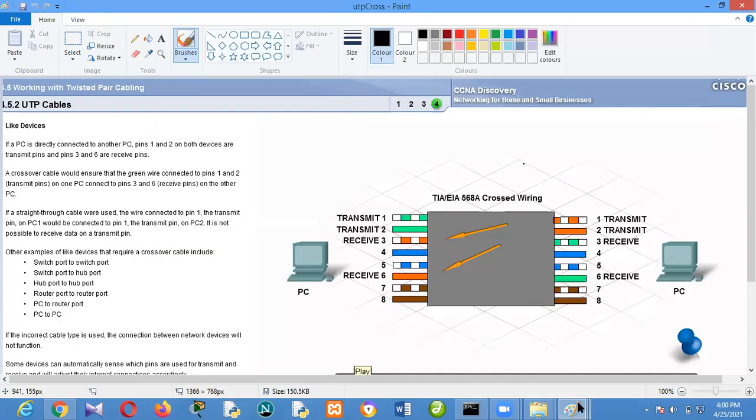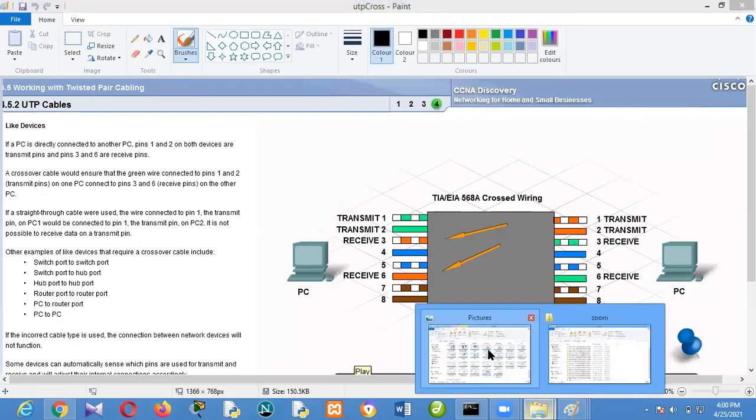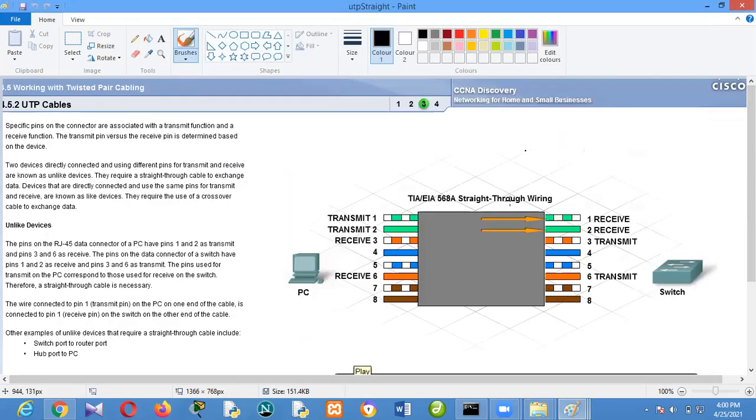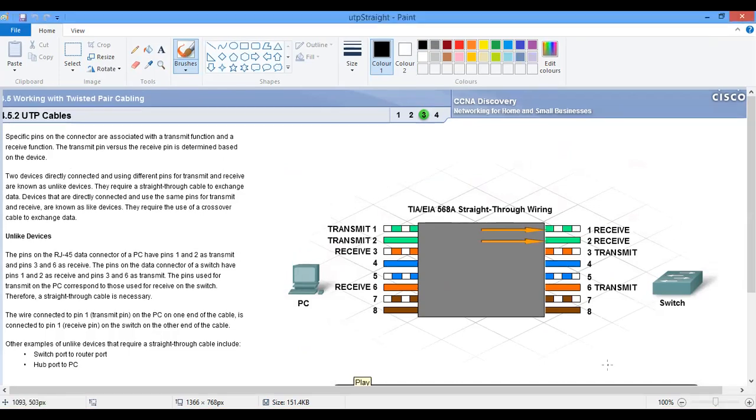We have to bring this up again. Let me, like for unlike devices. Okay, just get it straight again. Sharing the screen again. This is my screen for straight through. Can you see my screen now? Yes, sir.